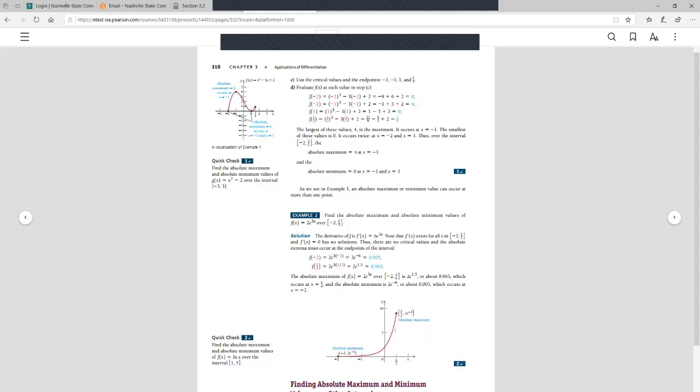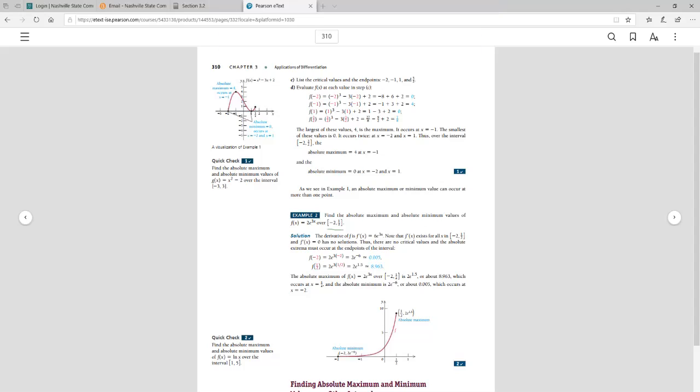Let's take a look at example 2. Example 2: find the absolute maximum and absolute minimum values of the function y is equal to 2 times e to the power of 3x on the closed interval from negative 2 to 1/2. Notice that if you have 2e to the power of 3x, this is going to be chain rule, right? Because we don't have e to the power of x, we have e to the power of 3x.